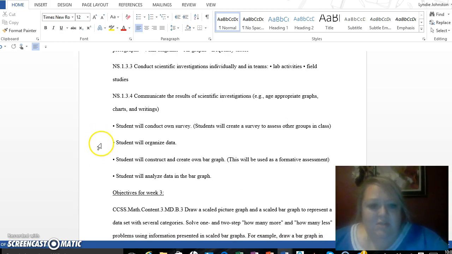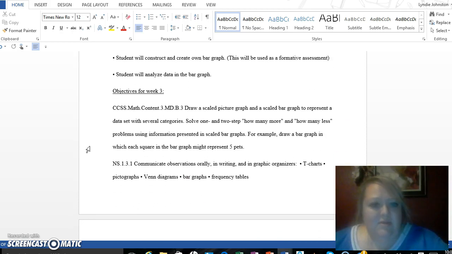The students will conduct their own survey. When they're divided up in groups, they will do a survey amongst everyone in the class. The students will organize the data. They will construct and create their own bar graph. This is going to be used as a formative assessment. The student will analyze the data in the bar graph.